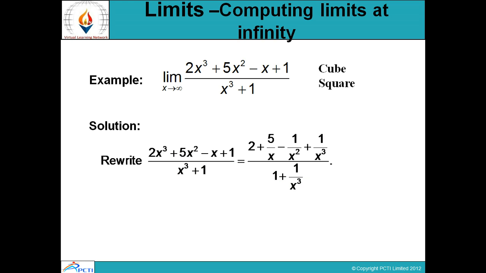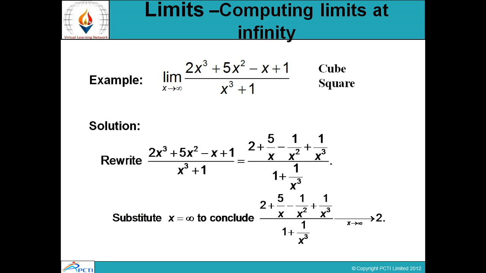Now the question: limit of (2x³ + 5x² − x + 1)/(x³ + 1). Solution: by making it a cubic function, rewrite as the numerator 2 + 5/x − 1/x² + 1/x³. That means dividing the whole equation by x³. So the denominator becomes 1 + 1/x³.